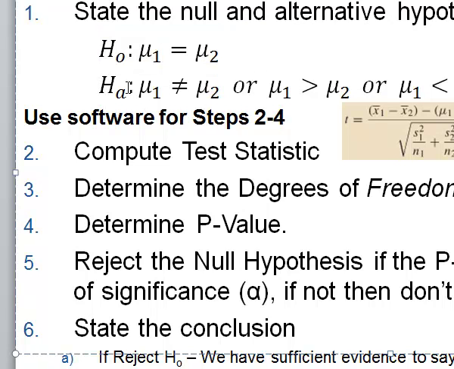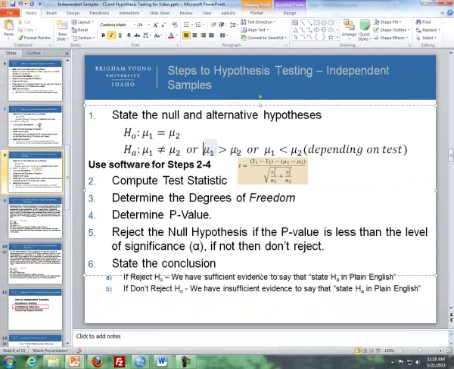The alternative is that the population mean of group 1 is not equal to the population mean of group 2 if we're doing a two-sided test, or the population mean of group 1 is greater than the population mean of group 2, or the population mean of group 1 is less than the population mean of group 2. It depends on the test, whether we're doing a two-sided test like we're doing here, or a one-sided test, either a right-sided or a left-sided test.